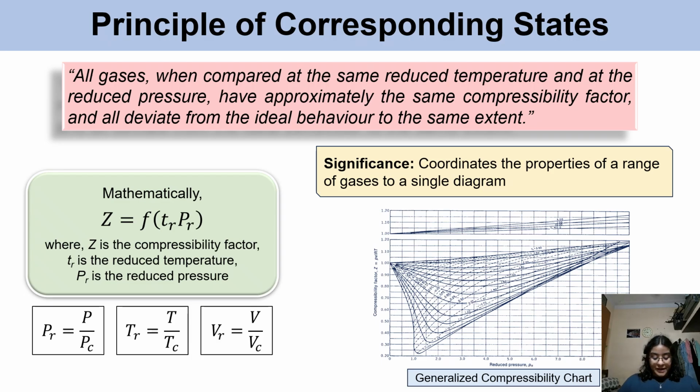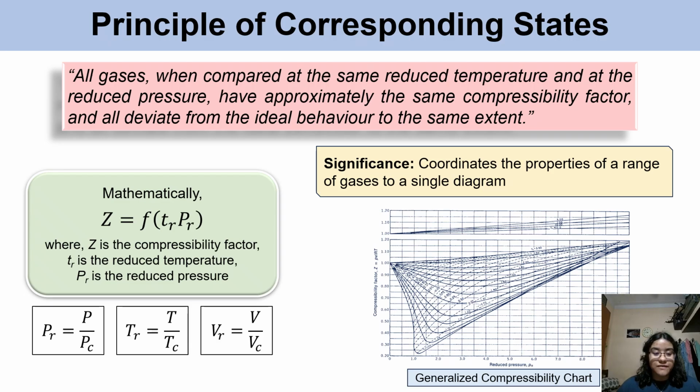The compressibility factor of any single component substance is thus a function of two properties, usually the reduced temperature and the reduced pressure. It is represented mathematically as shown on the screen. However, it should be noted that this principle is only an approximation and it works best for gases composed of spherical molecules. For non-spherical molecules and for polar molecules, it fails.